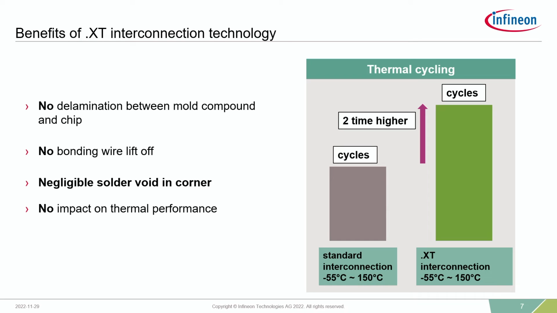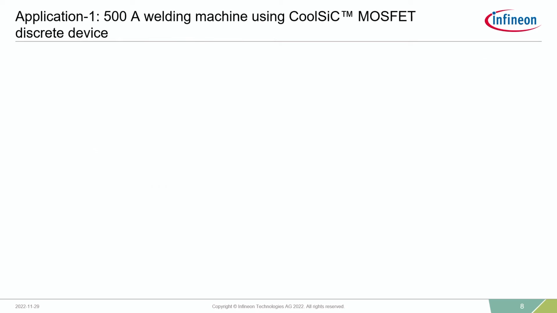Let's have a look at the real-time application. Here I have considered 2 different applications for this comparison. In my first application, I have taken a welding machine, where I compared Infineon's CoolSiC MOSFET with an external silicon carbide MOSFET from the competitors. So let's have a look in detail at the first application.